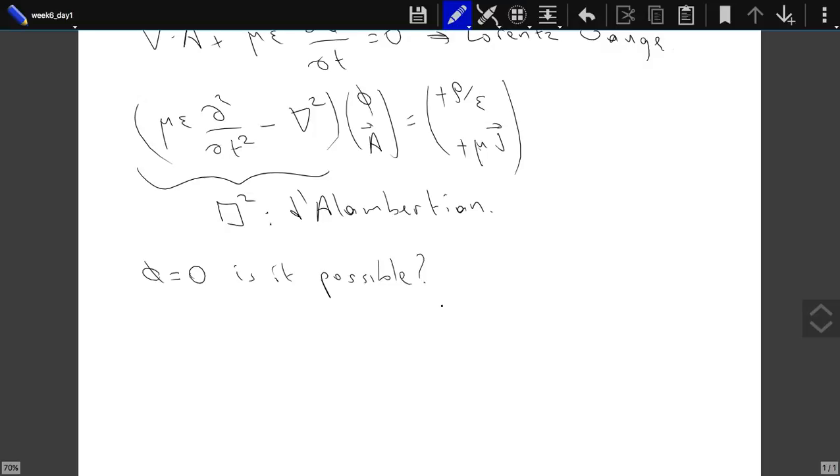So is it possible to impose this condition? Well, how do we test it? Given any phi 0, I can always transform it to this one by this lambda function. And is it possible to choose lambda such that this is satisfied? No, you see, phi 0 is not a constant. Phi 0 is a function of r and t. Lambda will also be a function of r and t.